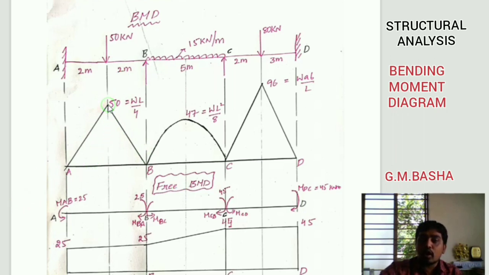How will you get this ordinate point? So always remember, for a concentrated load exactly at the center, the formula will be WL by 4. So this is the formula for calculating this ordinate point. W is 50 kilonewton, L means the length of the span, that is 4 meters, and you can cancel the 4, so you will get 50 as that ordinate point. So you always remember this point.